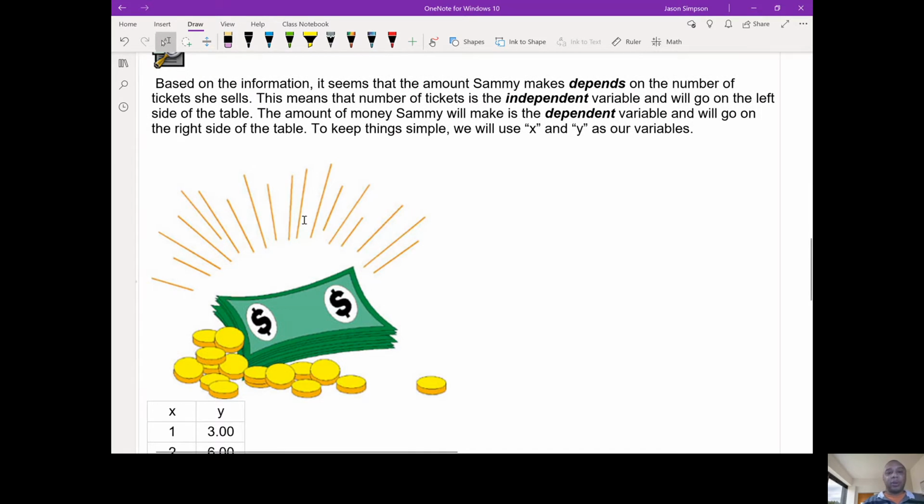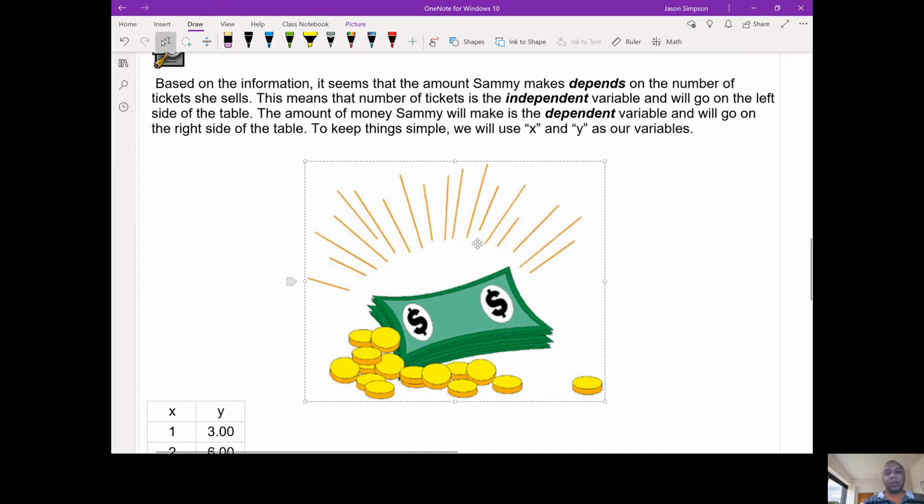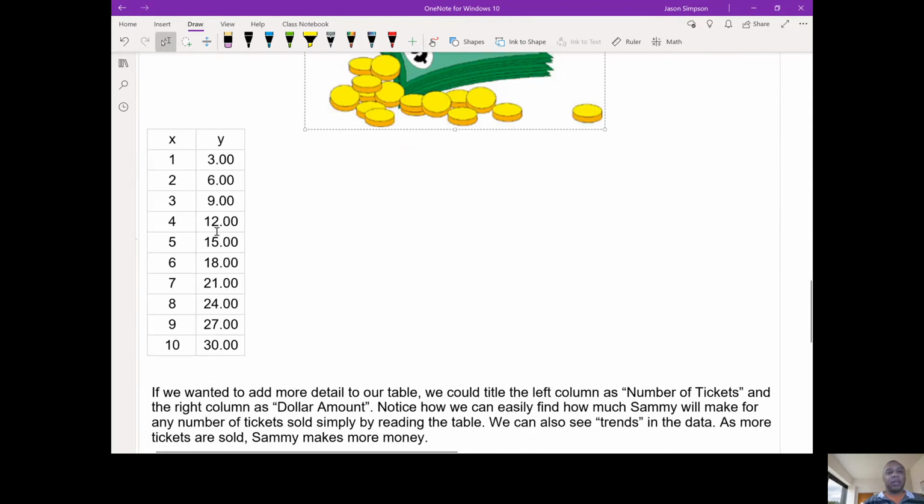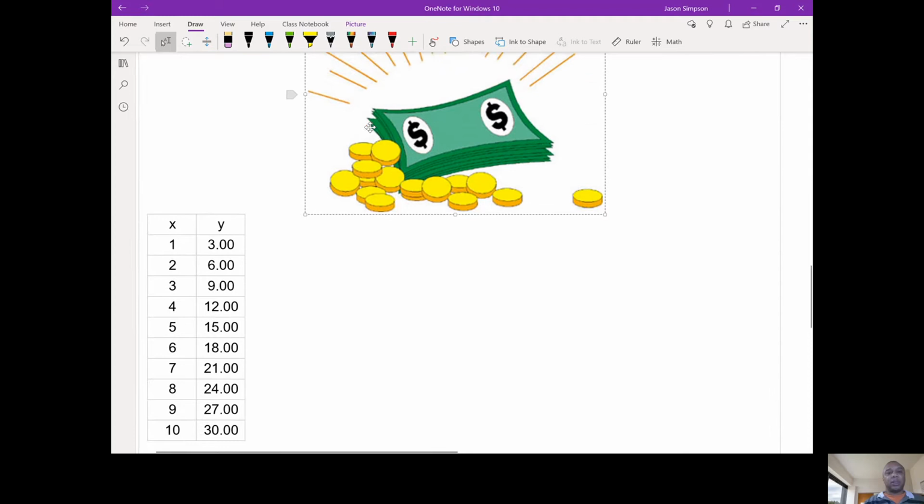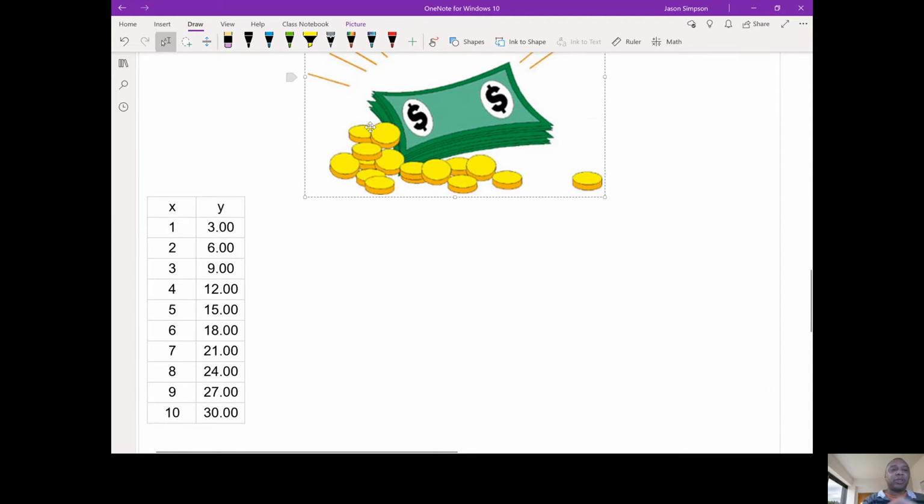In order to do that, I'm going to take this picture, move it over to the right. I'm going to take this table here, and we're going to look at it. So with our picture here, remember, we start with 1 and it costs $3. We start with 2, it costs 6. We start with 3 and it keeps going up. And you'll notice that this is our independent.